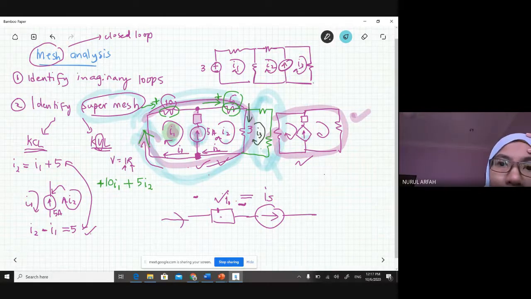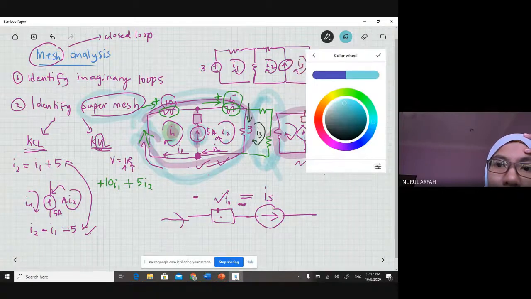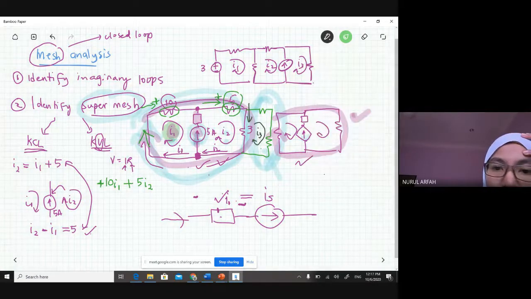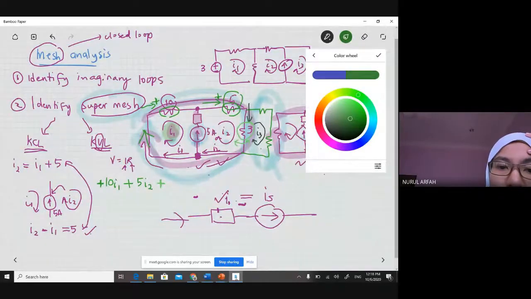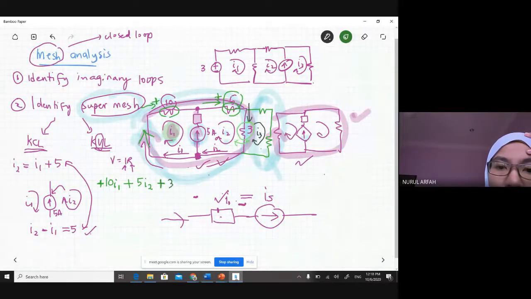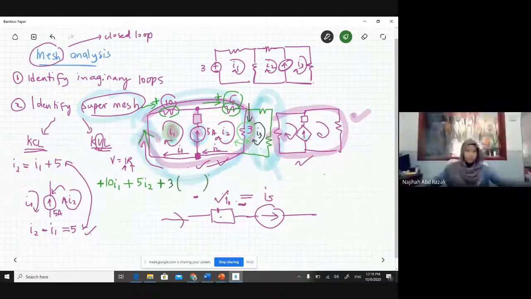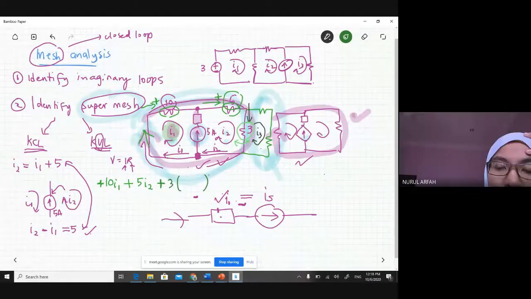So we continue with our previous 3 here. This is the current flowing through 3 ohms. Can you guess what the current flowing through 3 ohms is? By the way, these 3 ohms are shared between two loops, I3 and I2, right? And we have plus 3 here. What is the current? I3 minus I2. I2 minus I3. Yeah, I2 minus I3.